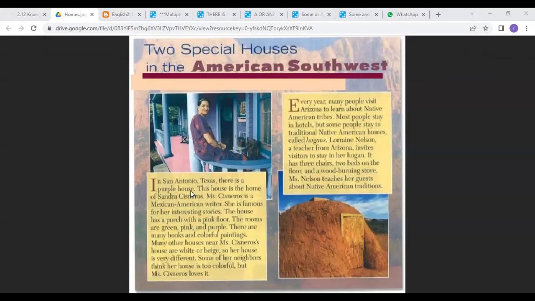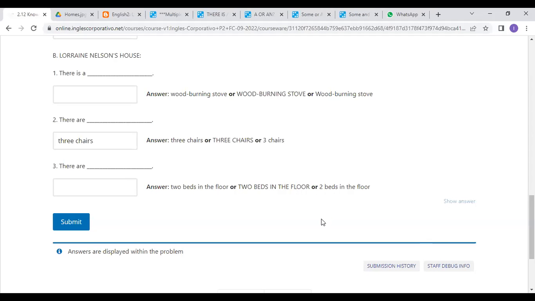In San Antonio, Texas, there is a purple house. This house is the home of Sandra Cisneros. Mrs. Cisneros is a Mexican-American writer. She's famous for her interesting stories. The house has a porch with a pink floor. The rooms are green, pink, and purple. There are many books and colorful paintings. Many other houses near Mrs. Cisneros's house are white or beige. So her house is very different. Some of her neighbors think her house is too colorful, but Mrs. Cisneros loves it.